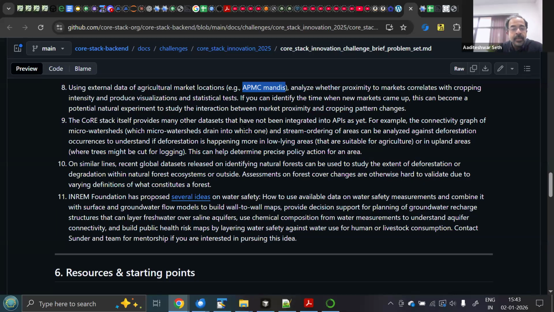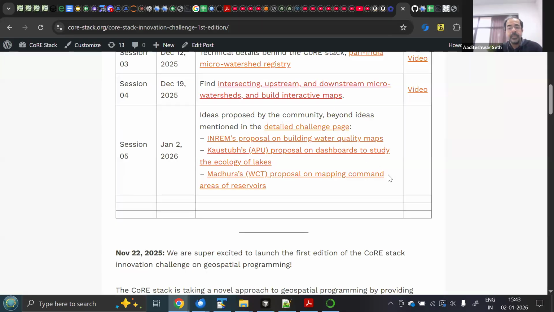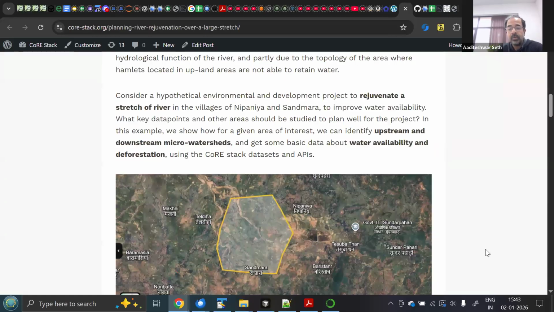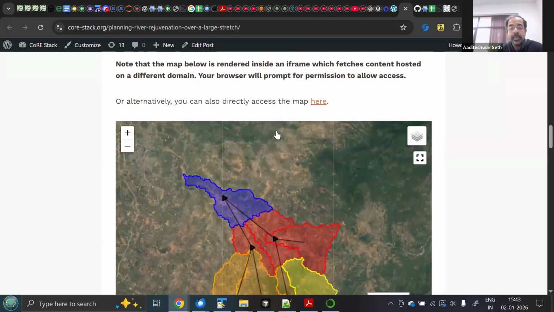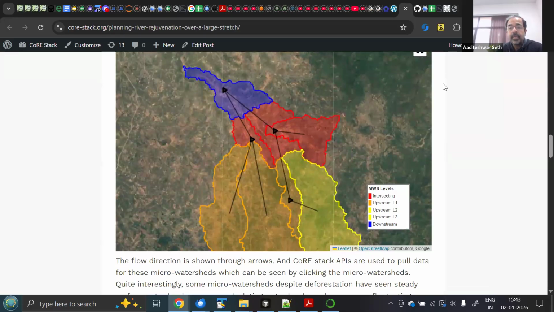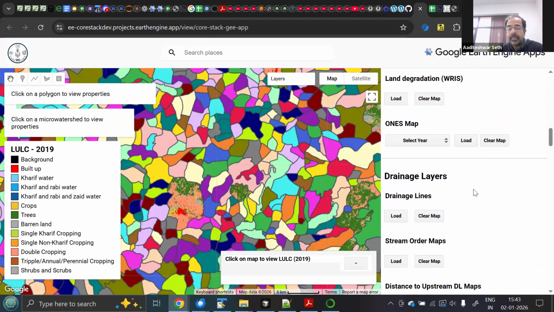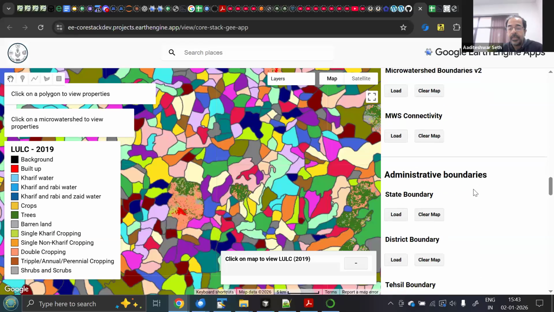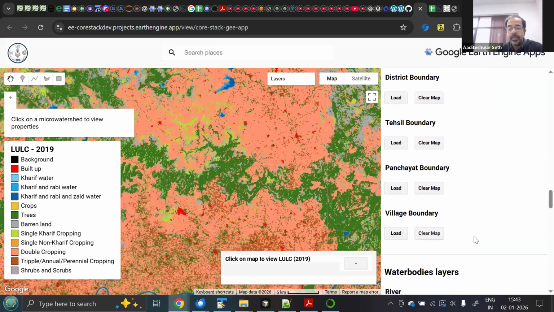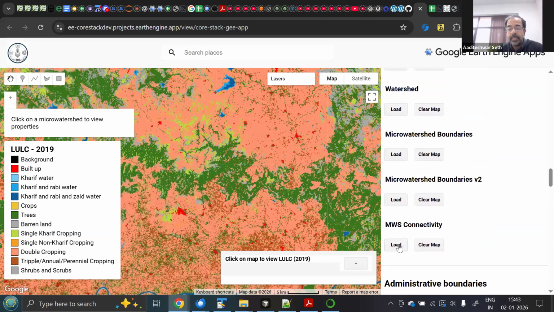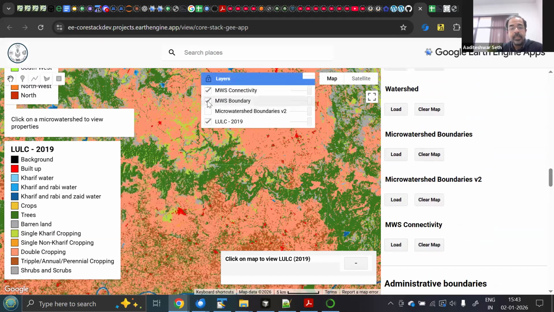Similarly, CoRE Stack itself provides many datasets which have not been integrated into APIs. For example, the connectivity graph of microwatersheds. This is actually the same thing that I showed over here, the thing I had shown earlier of how all of these micro watersheds are connected into other micro watersheds. This is coming from an asset we've created on micro watershed connectivity.